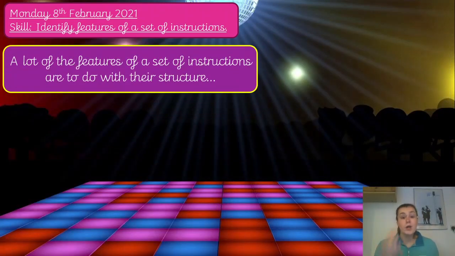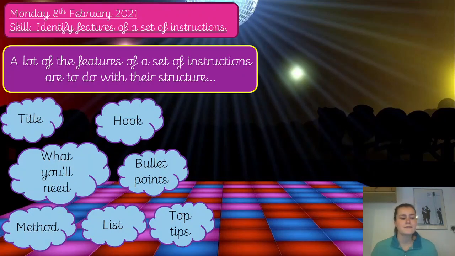Okay, so a lot of the features that we're going to use in a set of instructions are to do with their structure, so in how we lay it out. So here is what I had: a title, a hook, what you'll need, bullet points, the method, a list and some top tips at the end. You may have also noticed that there was a picture. I've not put that on here, but of course you might have spotted that as well.